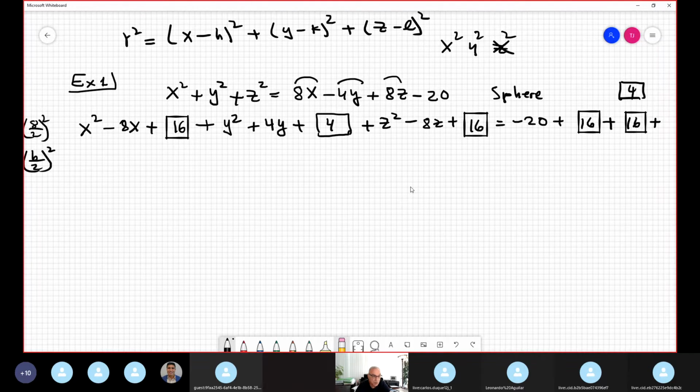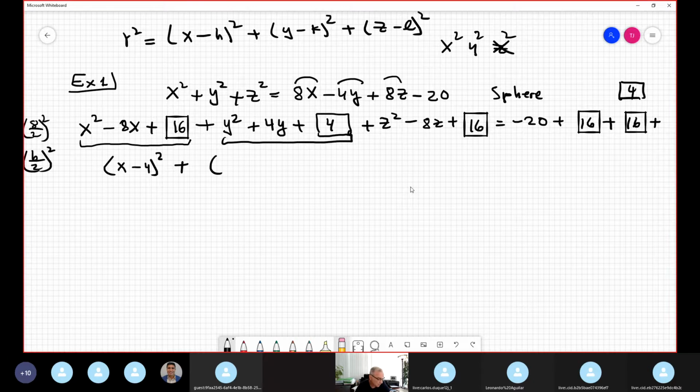Well, so the factorization: that part is (x minus 4) squared. The factorization of this trinomial is (y plus 2), remember the sign. The sign is the first sign. This is minus, and this plus is plus, because the second sign is always positive. Plus (z minus 4) squared, equal on the right-hand side to 4 and 16 is 20, minus 20 cancels out everything, stays 16.